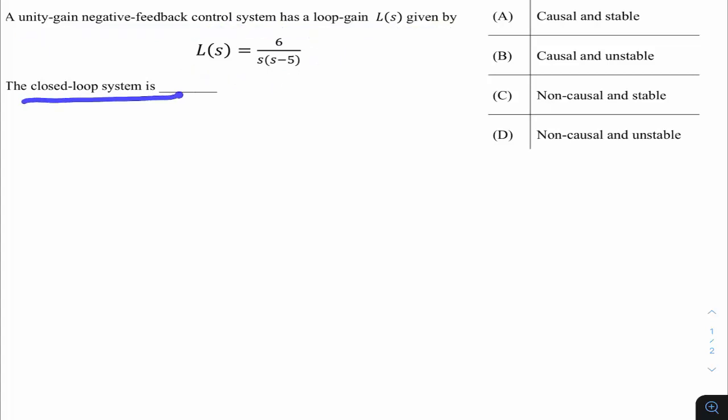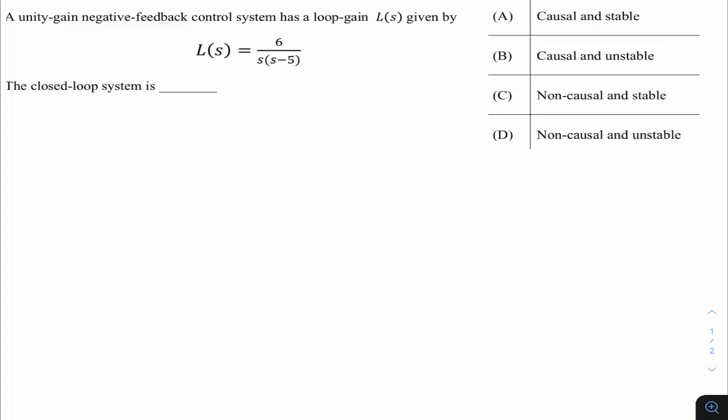The closed loop system is... if you see the options, we are interested in the causality and stability. If you see the four options, they want to know the causality and stability of the given system. Of which system? Of the closed loop system. This point is very important.